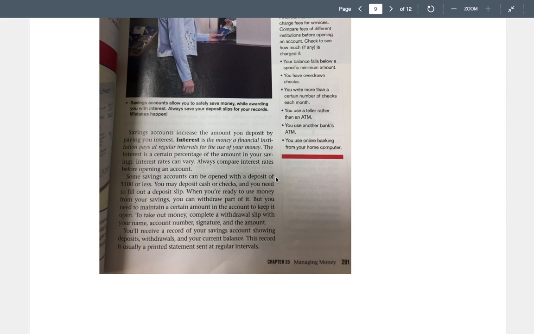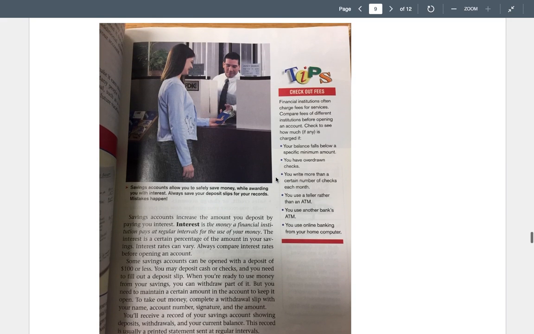But you need to maintain a certain amount in the account to keep it open. To take out money, complete a withdrawal slip with your name, account number, signature, and the amount. You'll receive a record of your savings account showing deposits, withdrawals, and your current balance. This record is a printed statement sent at regular intervals. So maybe like every 3 months, your financial institution will send that.